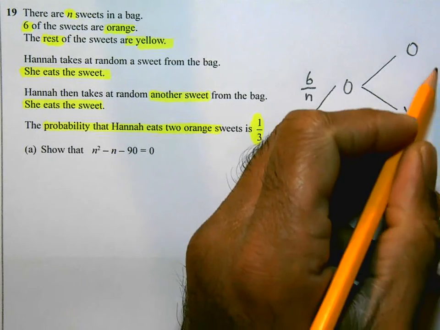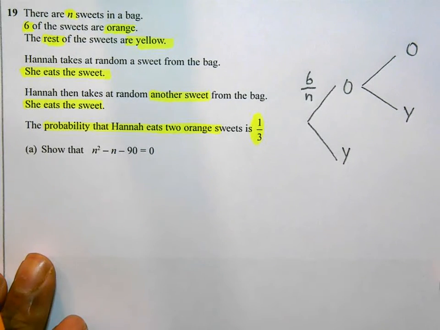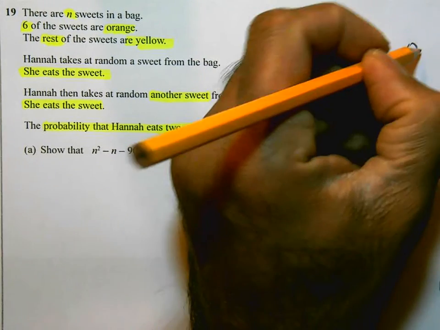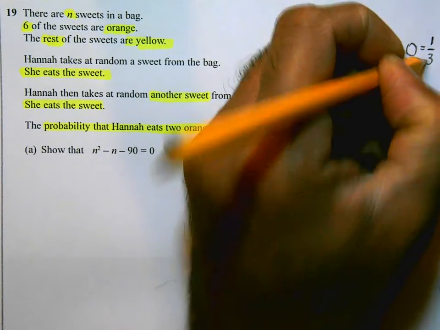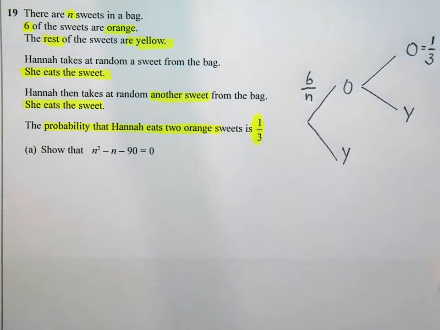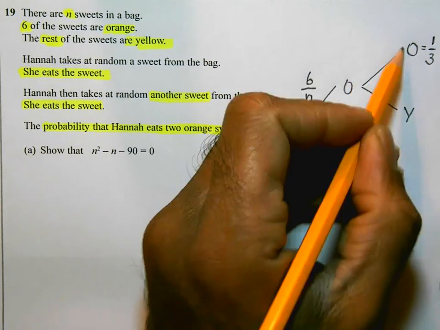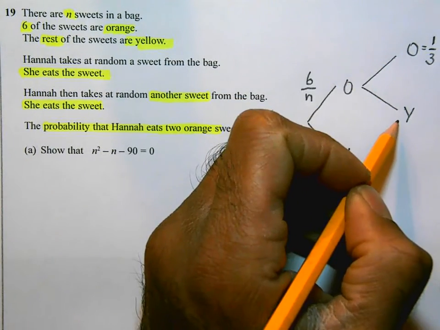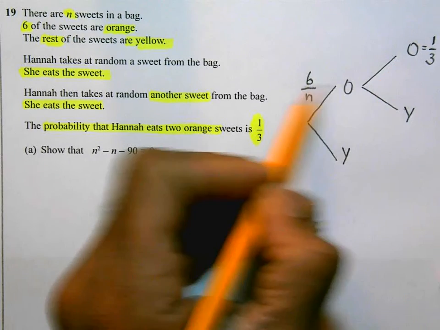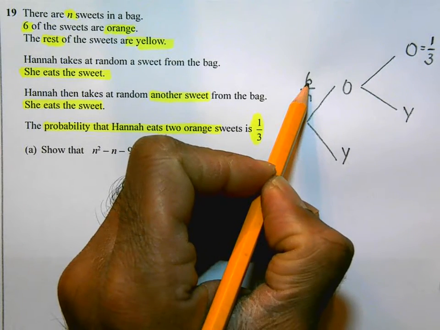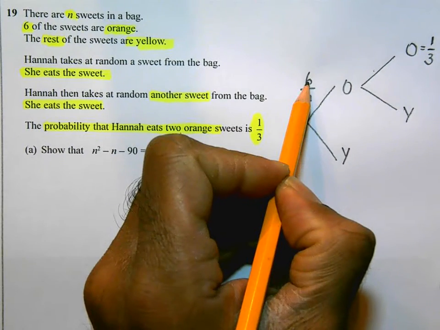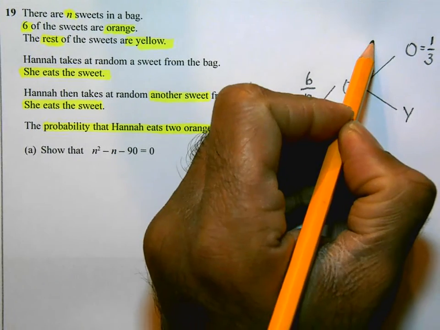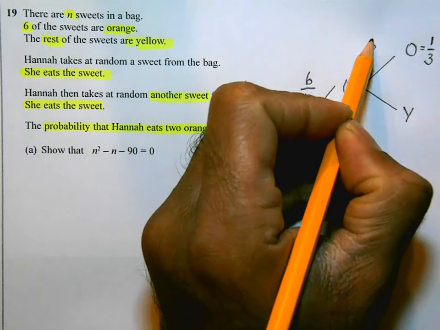What's the probability of her picking the second orange sweet? If she picked one first, when she comes to picking the second one, there are no longer 6 orange sweets in the bag, there'll be 5 of them. And if there were n sweets in the bag to begin with, there'd be 1 less because she's picked an orange sweet and ate it. There'd be 1 less afterwards, so 1 less than n is n minus 1.